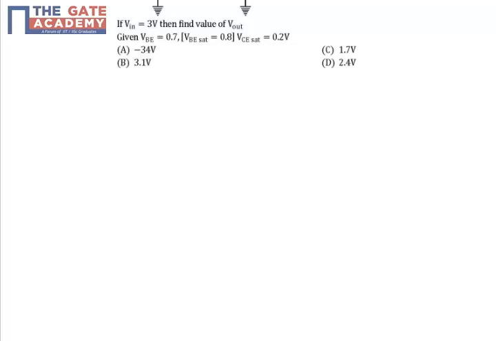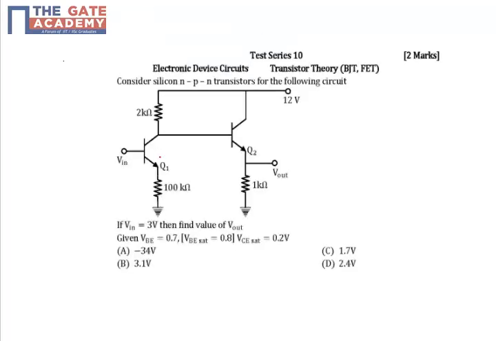Question number 35. The topic is on BJT. We have two transistors here, Q1 and Q2. Both are NPN silicon transistors. So first of all, we'll mark this as E1.